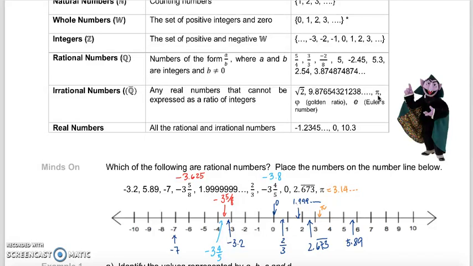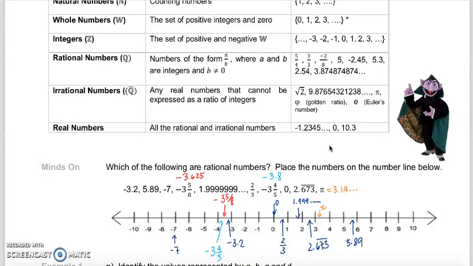Pi is a very famous irrational number. Computers are still trying to work out more digits after the decimal for the value of pi. Two other famous numbers, some of you may have heard of before, are the golden ratio and also e, Euler's number. And then we have real numbers. Real numbers are all rational and irrational numbers. So any numbers that you can find on the number line between any 2 integers, those are real numbers. Okay?